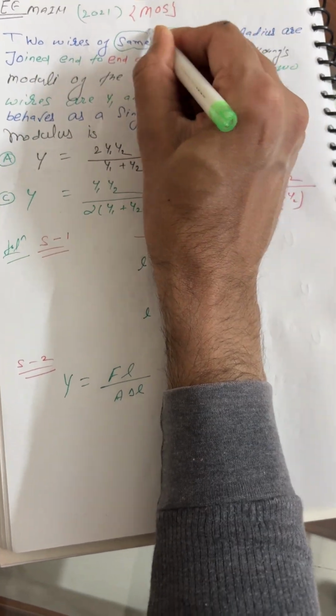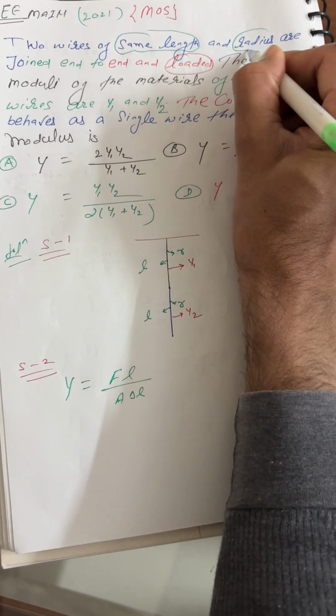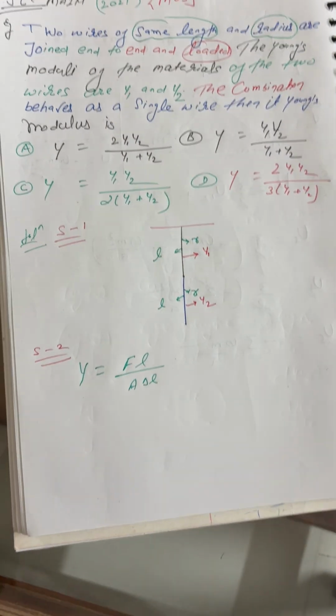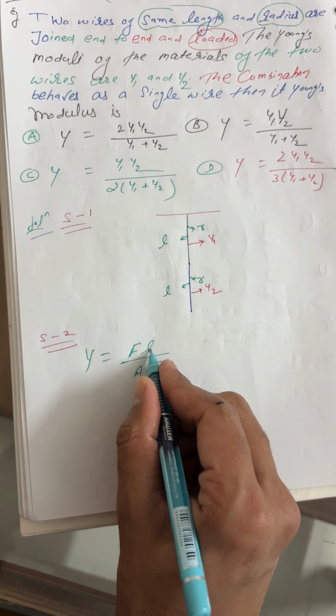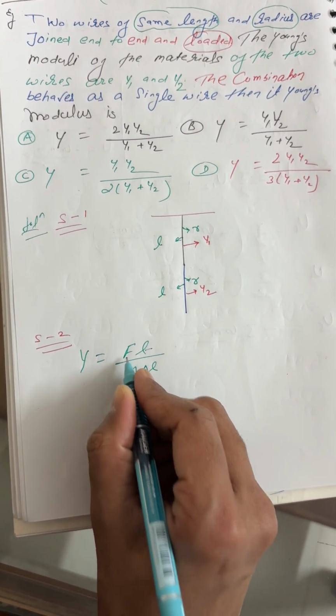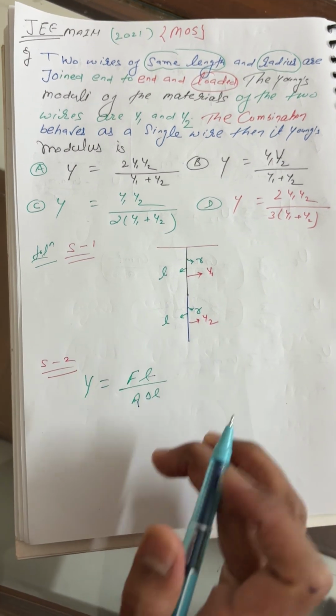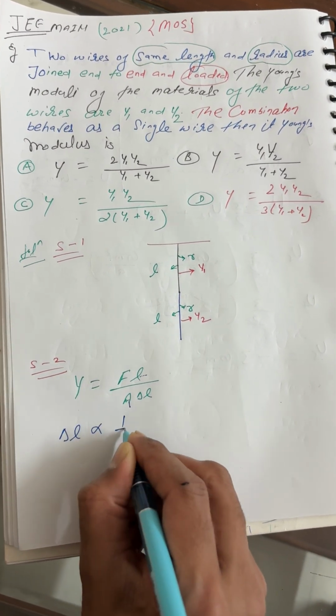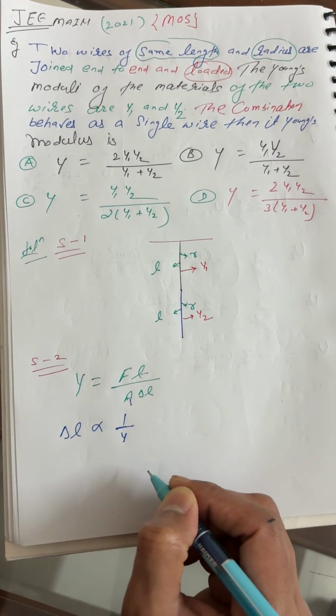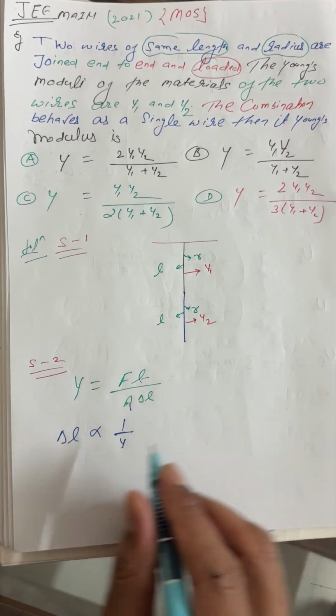The same length and radius are quantities that remain constant. So you can write that L is constant, R is also constant, and the load remains the same for this question. So delta L is inversely proportional to Young's modulus. Now step 2 finishes.